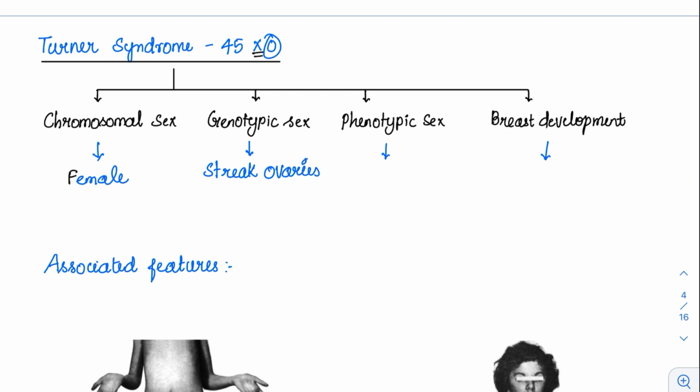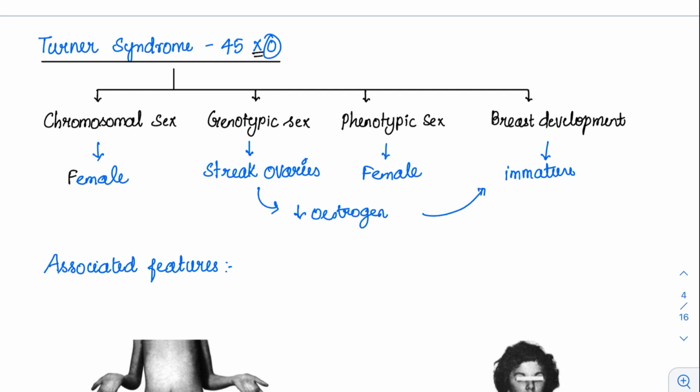And what is the phenotypic sex? It will be female only. Female phenotype will be there. Since Y is not there, then what will be the breast development? Breast development will be immature. What is the reason for this immaturity? Since ovaries are streaked, they are not properly functioning. So there is a reduction in estrogen levels, the female hormone, which is leading to the immature breast development. So these are the features of it.